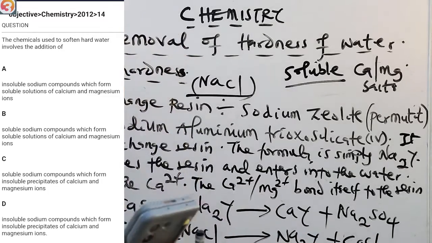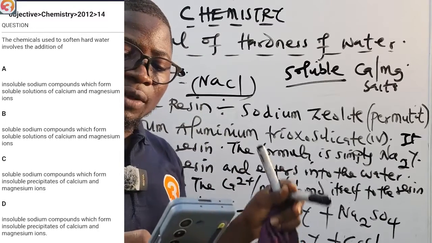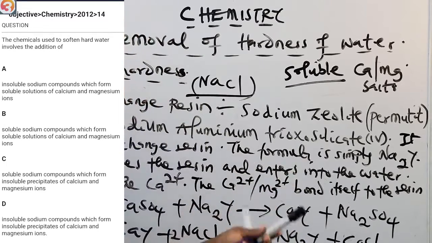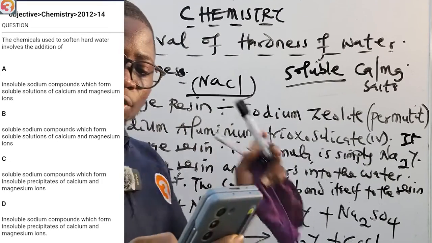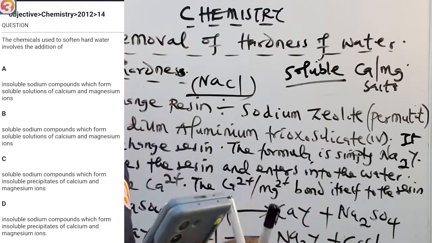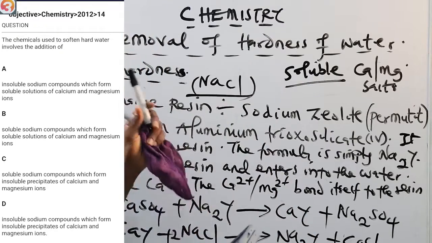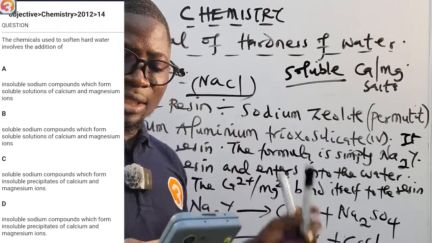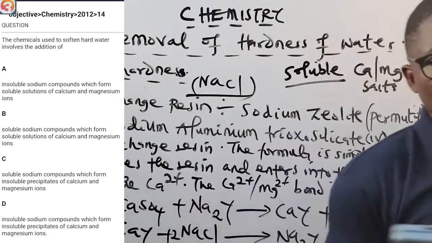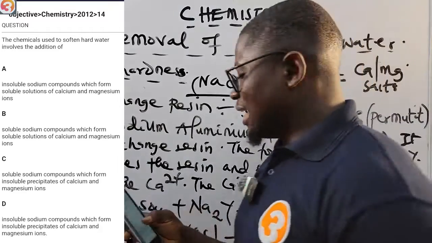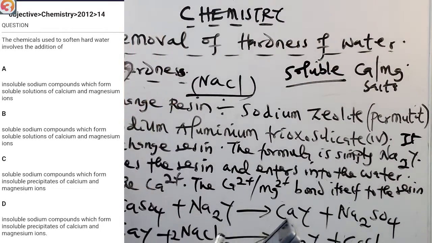B, soluble sodium compounds which form soluble solutions of calcium and magnesium, is wrong. It's soluble to insoluble. C, soluble sodium compounds which form insoluble precipitate of calcium and magnesium ions, is very well correct. D, insoluble and insoluble, is wrong. It's from soluble to insoluble.